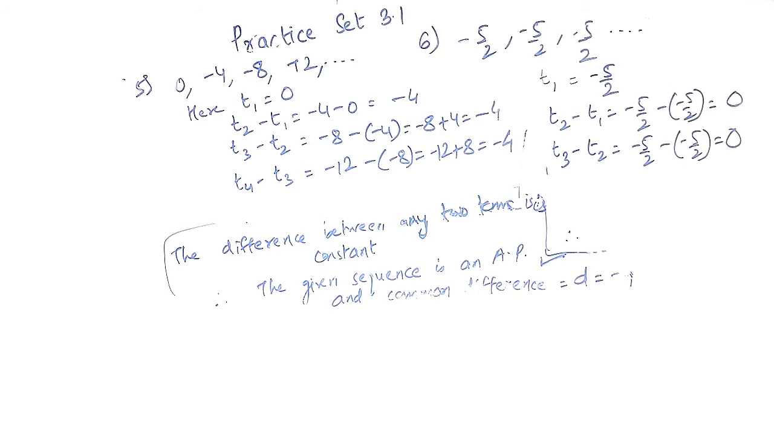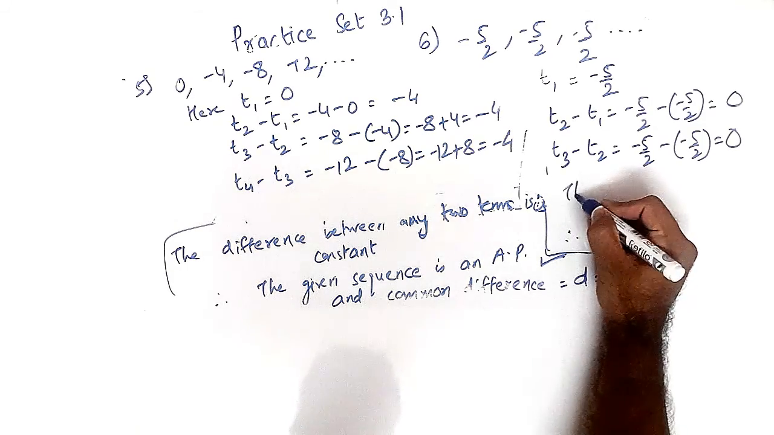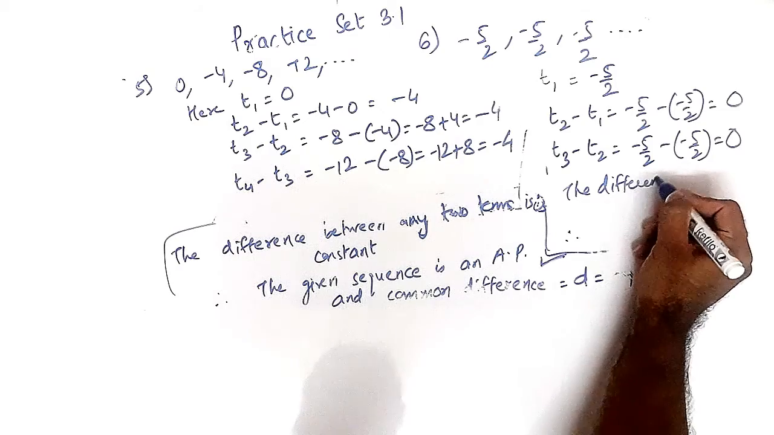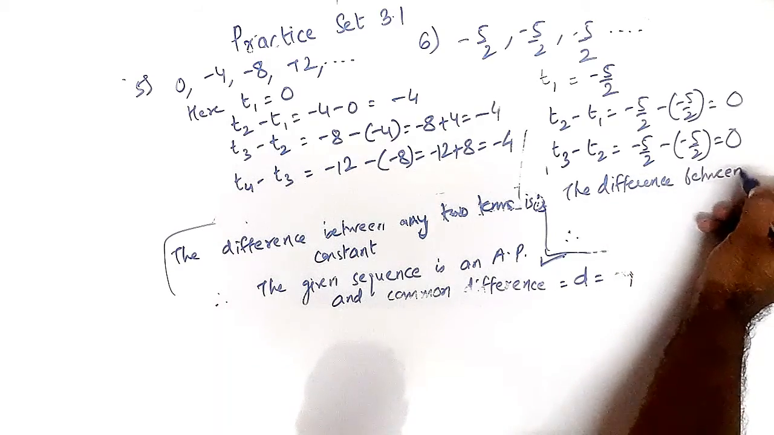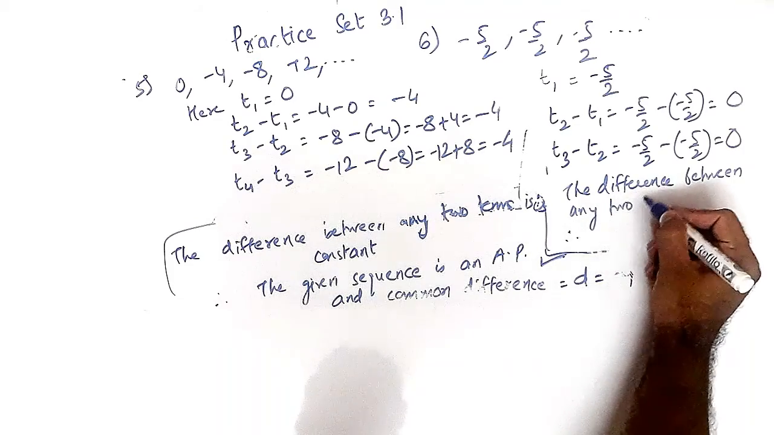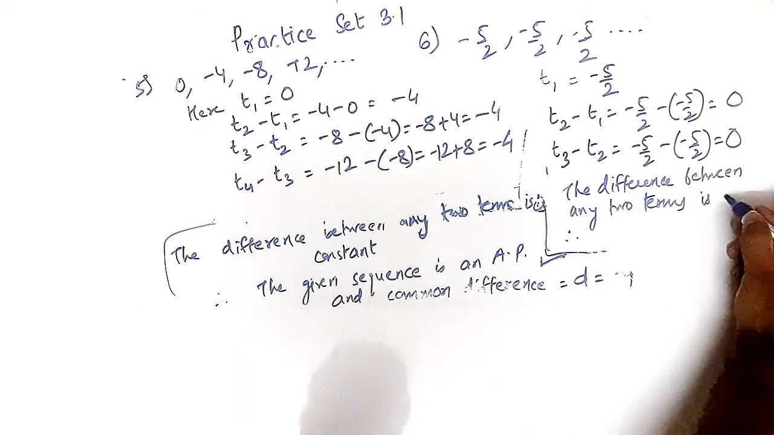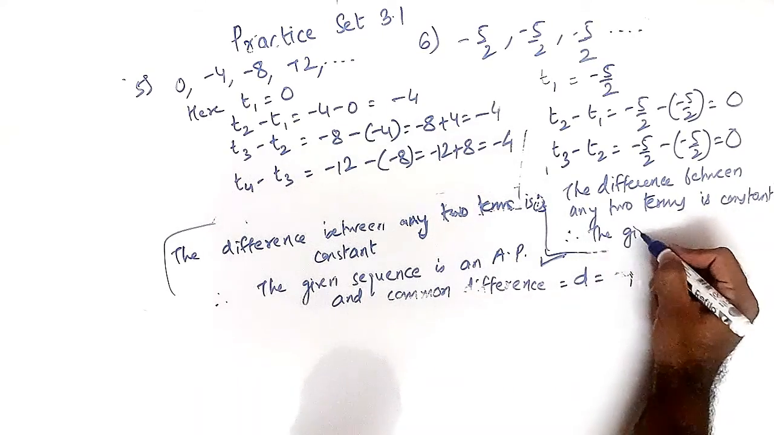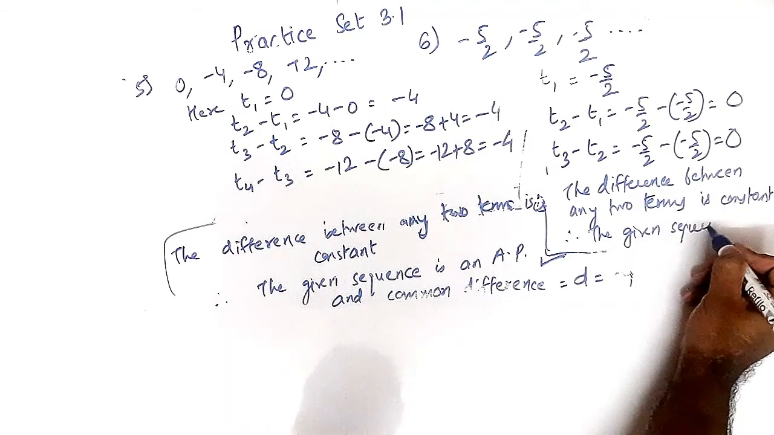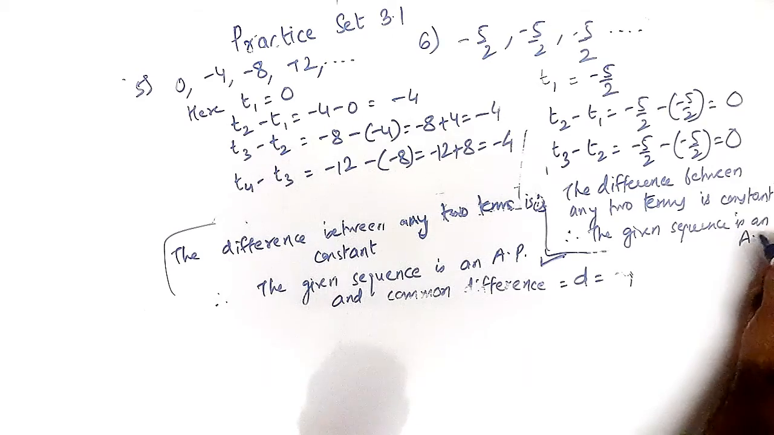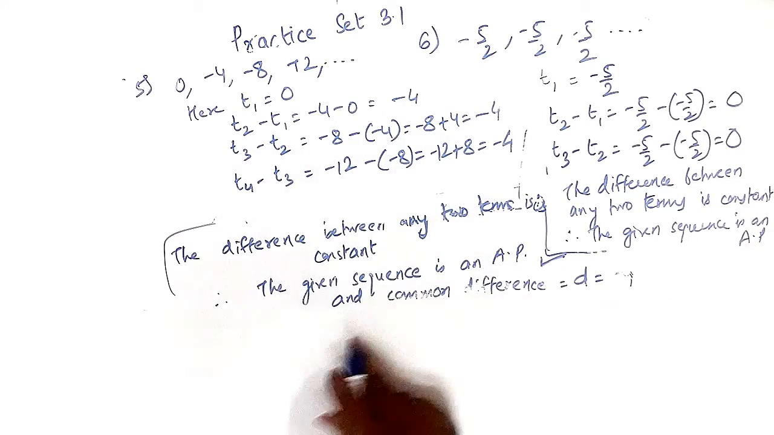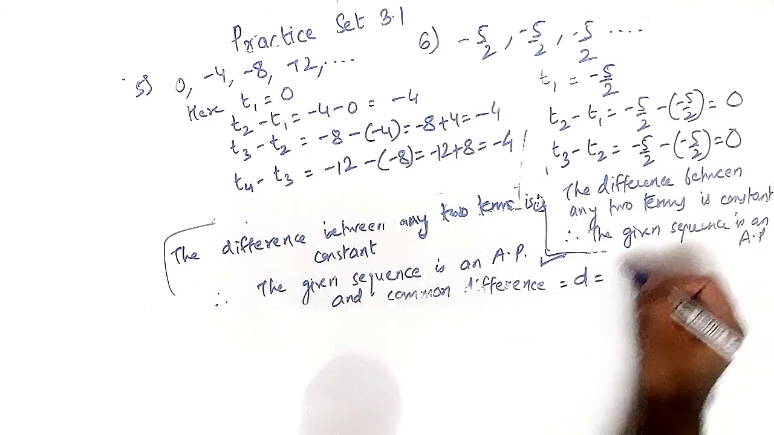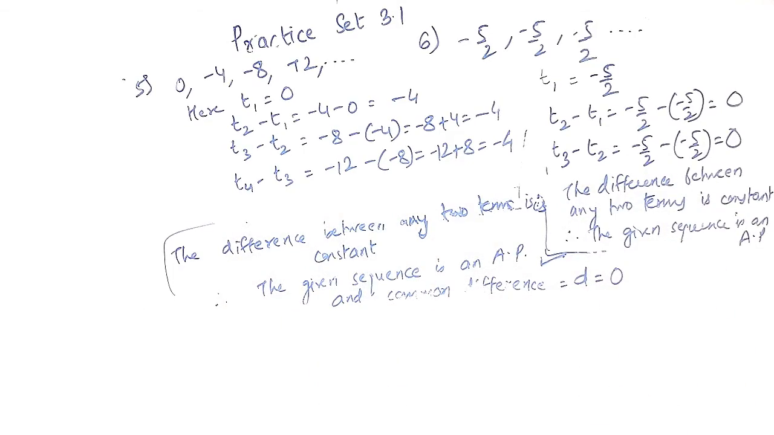Okay, so if you see the difference between here also any two terms is constant. Therefore the given sequence is an arithmetic progression, and the common difference is d equals to, you will write the common difference is 0. Okay, so this is also an AP.